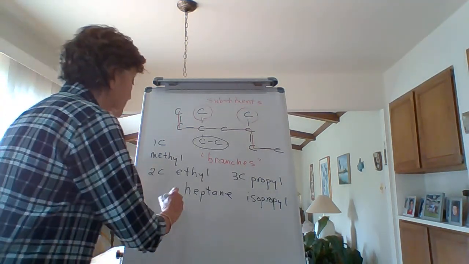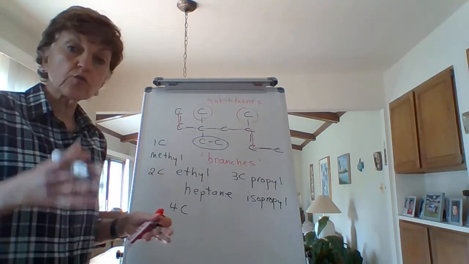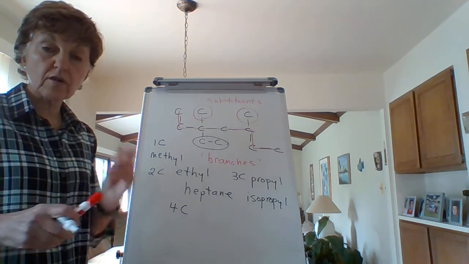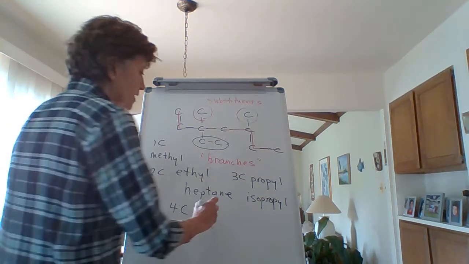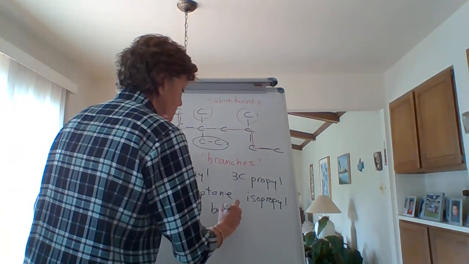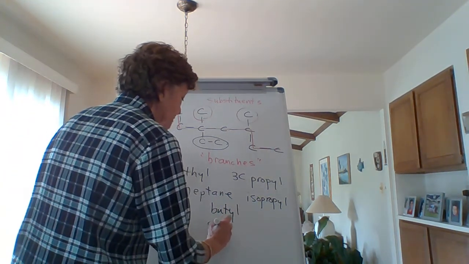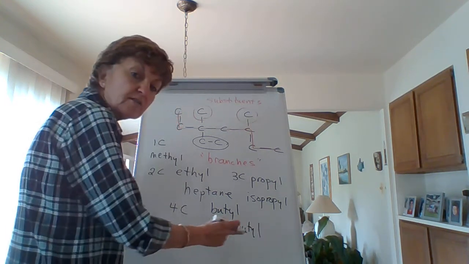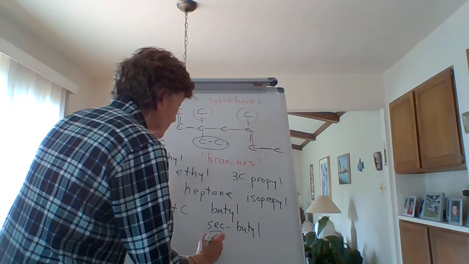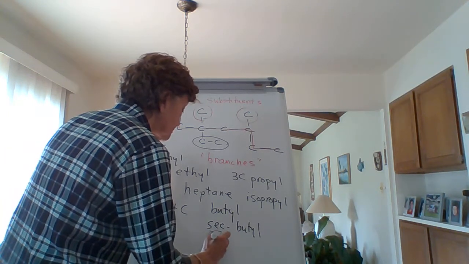If you have a 4-carbon branch or a 4-carbon substituent, there are 4 different types of 4-carbon substituents. There's a butyl, a sec-butyl. You have to underline the sec. There's a tert-butyl.